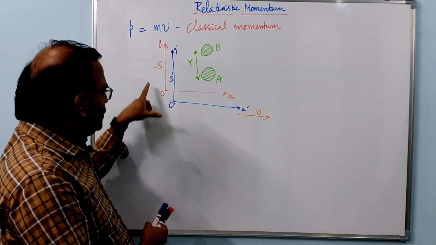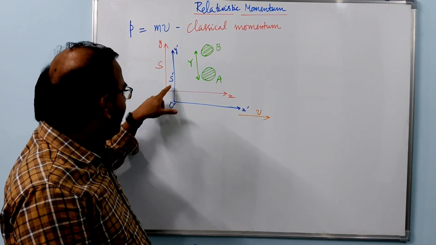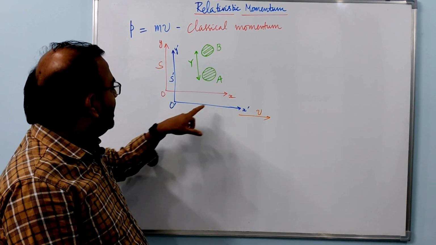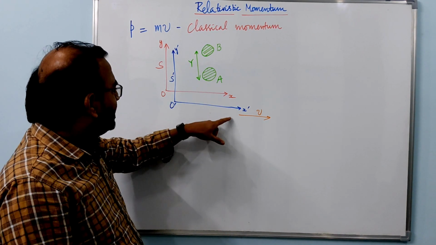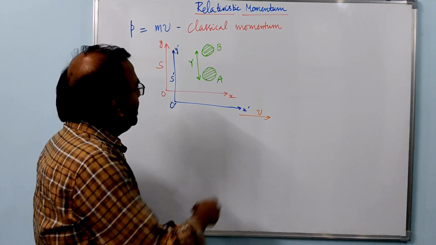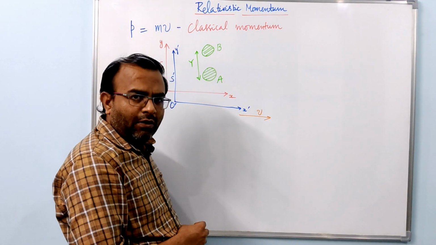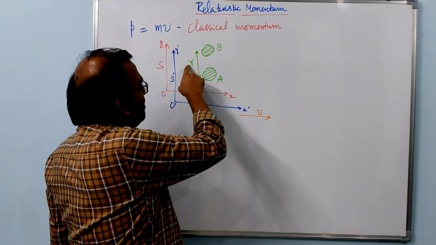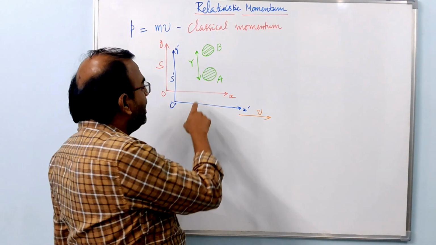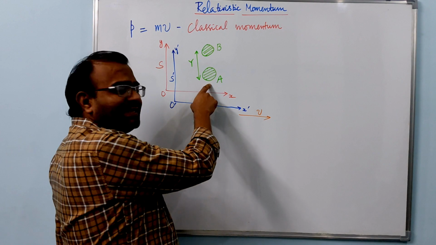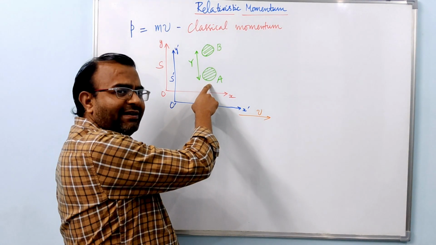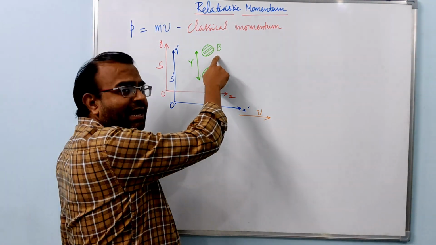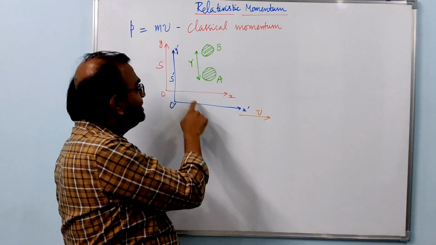So here we have two different frames of reference, S and S prime. The origins of these two frames of reference are O and O prime respectively, and we have two coordinates x, y and x prime, y prime. Now we have two objects A and B separated by distance y, and the object A just before the collision event is at rest with respect to the frame of reference S, and object B is at rest with respect to the frame of reference S prime.